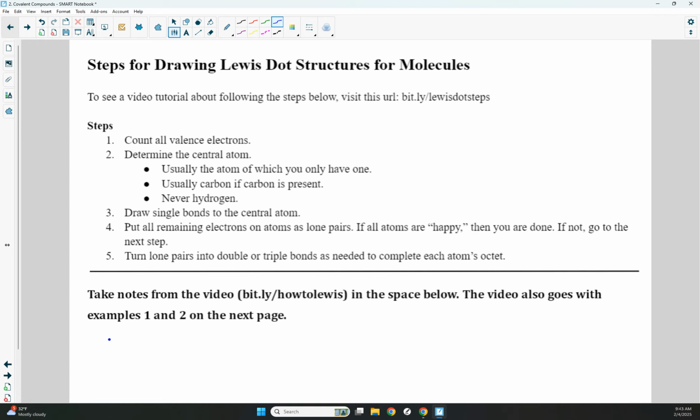Step 2 is we're going to determine the central atom. And here's kind of our rules we use. And usually the first rule is going to be just fine, the first and the second rule. The first rule is usually the atom of which you only have 1. And the second rule is it's usually going to be carbon if carbon is present. And in fact, I think it's pretty much always carbon. And it's never going to be hydrogen.